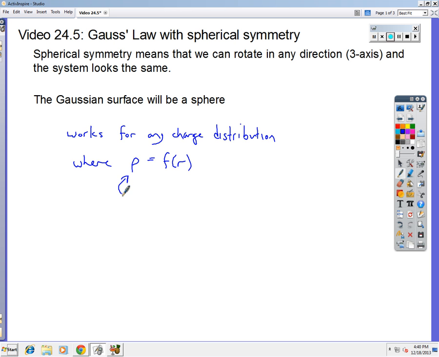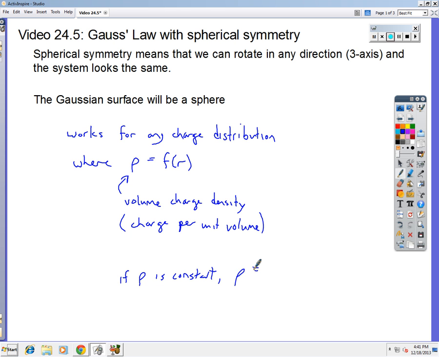Rho here is the volume charge density, which is charge per unit volume. And you have one problem in your homework, 41, where rho is not constant, where rho actually changes with the radius. And I'll give you some tips on how to work that after I've done an example. But most of the time, rho is constant.